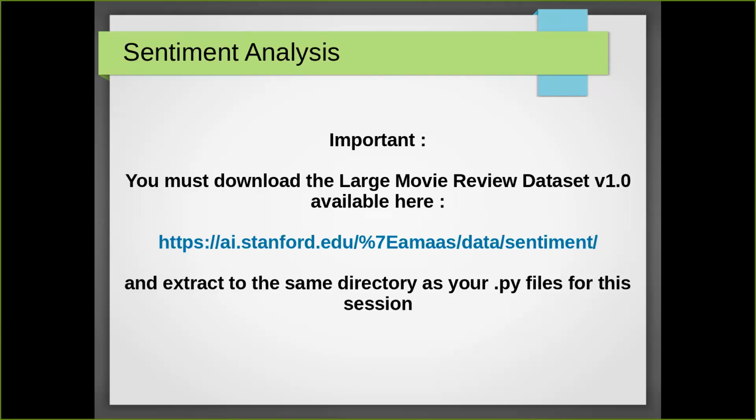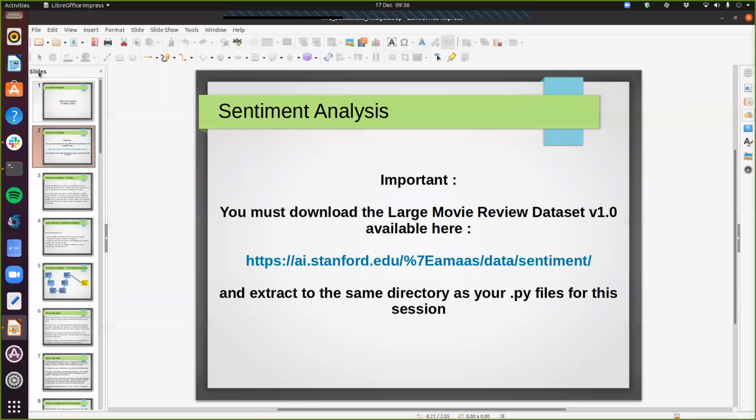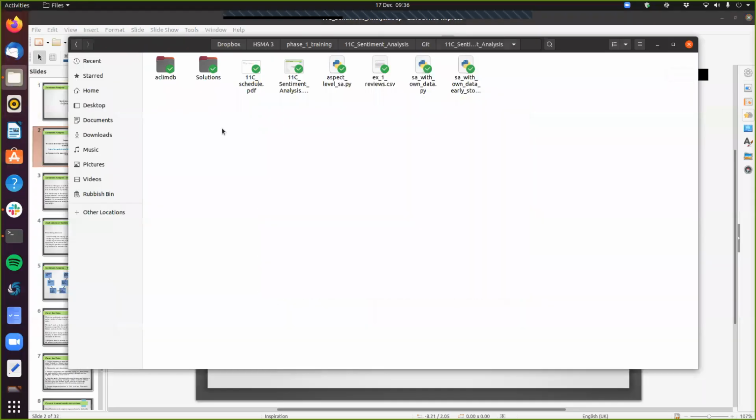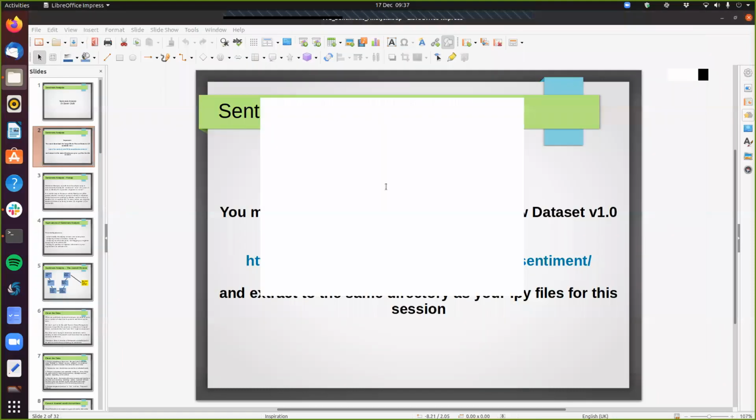So if you've downloaded that, just make sure for the exercise that wherever you've put that is the same directory as your py files for the session. So if I just show you, it'll be a zip file, but if you unzip it, you should have a folder that says ACL IMDb. Just make sure that's in the same folder as these py files that you've downloaded.